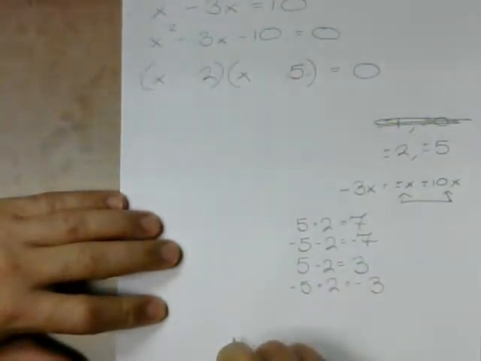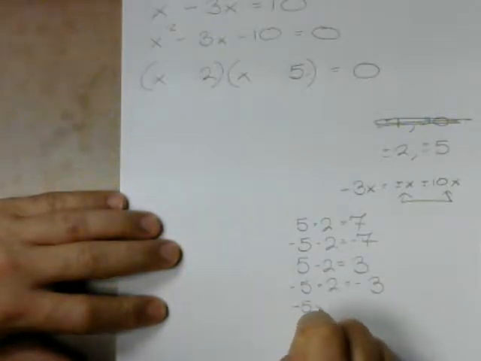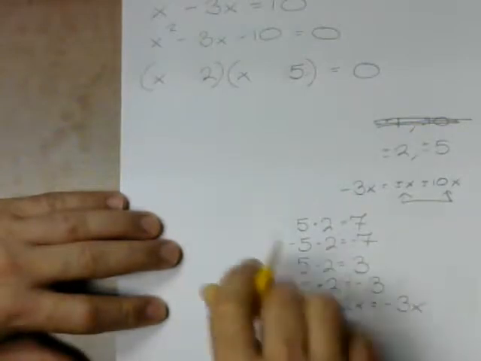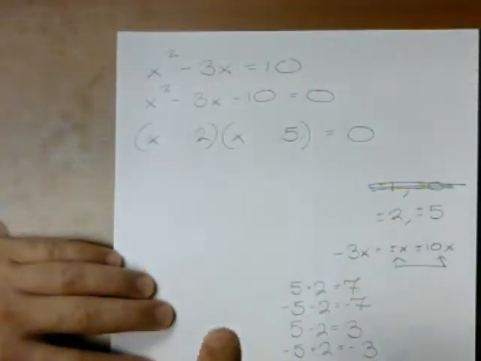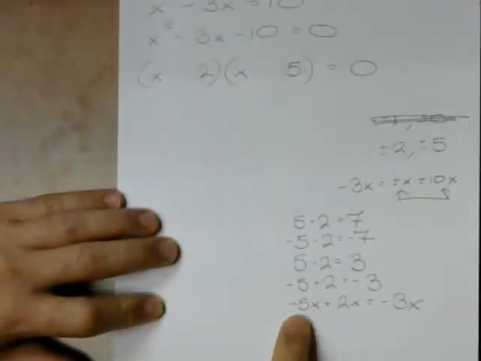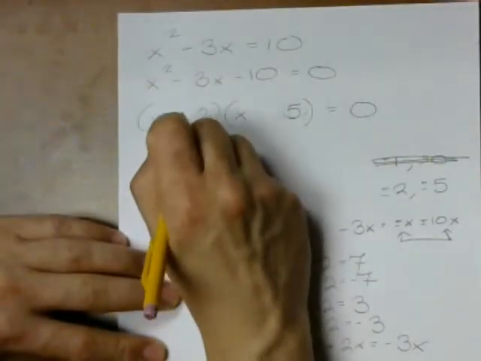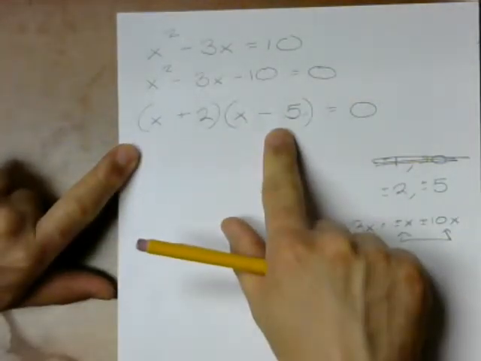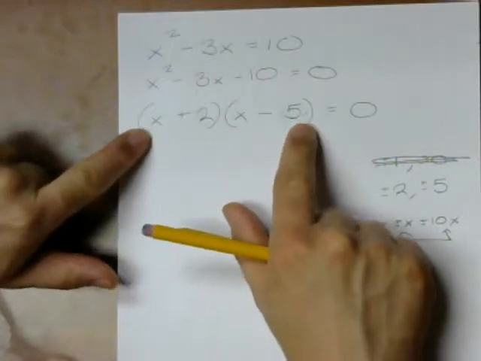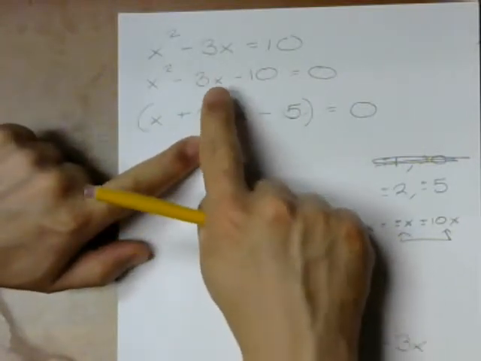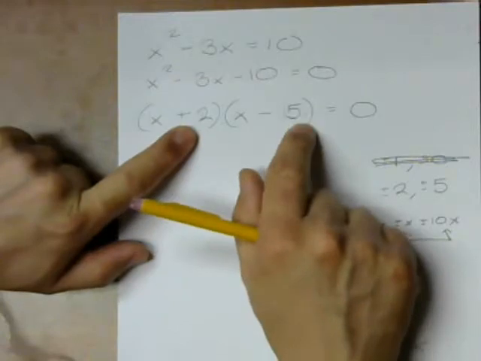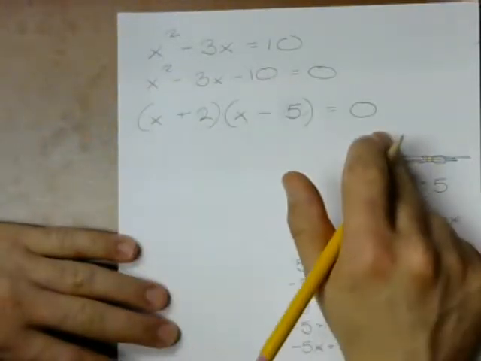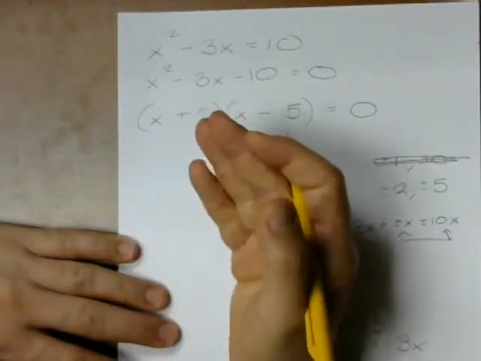And of course, why am I interested in this? Well, because if I have a negative 5x and a positive 2x, I'm going to get minus 3x, which is exactly what I want. So what I want is a negative 5 and a positive 2. And then I can check. Look what happens if I multiply these out. x squared minus 5x plus 2x, so I get the minus 3x, and then 2 times negative 5 gives me the negative 10. So this is, in fact, equal to that.